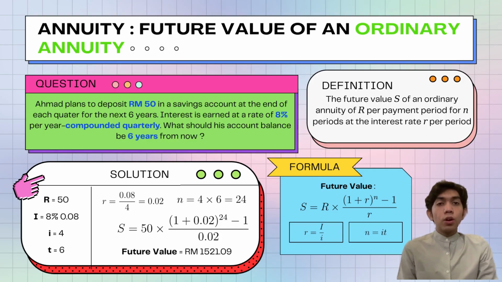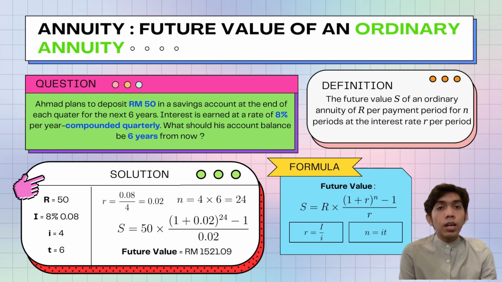Secondly, the future value of an ordinary annuity is the future value S of an ordinary annuity of capital R per payment period for n periods at the interest rate R per period. To find the future value, we can use the formula, which is capital R times ((1 plus R) to the power of n, minus 1) over R. The same formula is used as in present value to find the value of R and n. Next, let's look at the question.